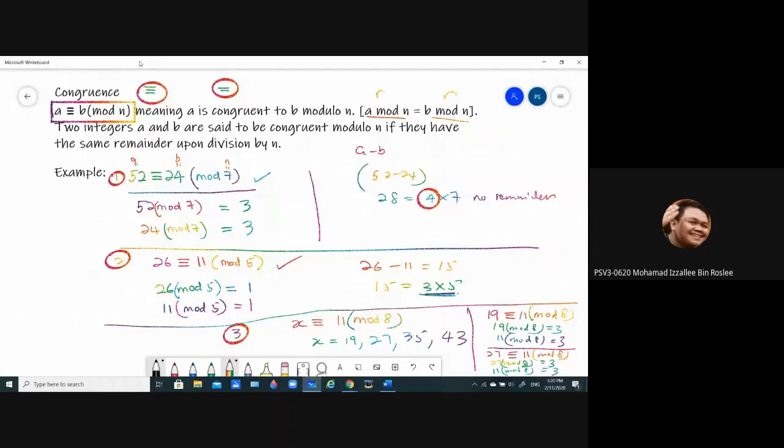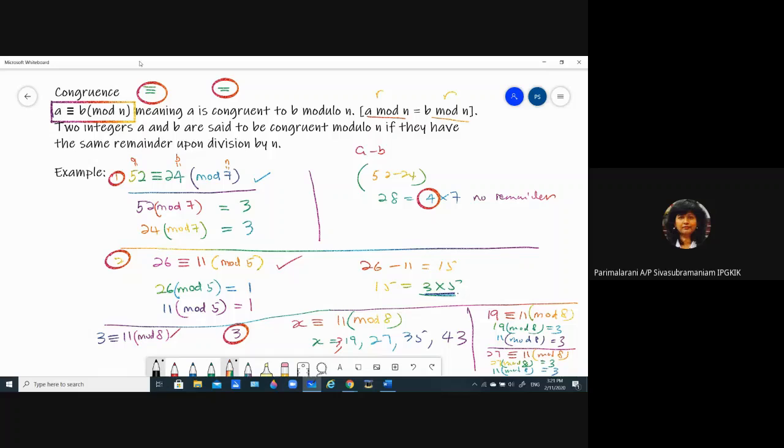Why can 3 not be the answer? Yes, 3 can be the answer. 3 is congruent to 11 mod 8. Yes, it is correct. 3 divided by 8 will give you 3, and 11 divided by 8 will give you 3. So 3 is also correct. Good question. Okay, any other question?